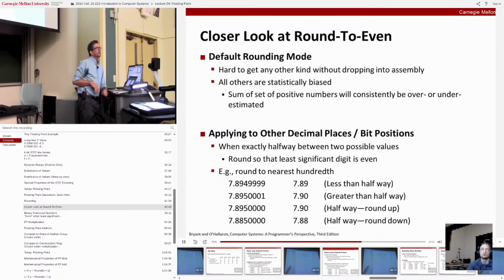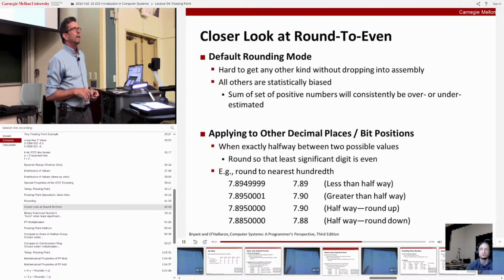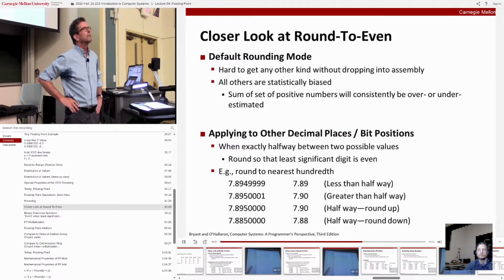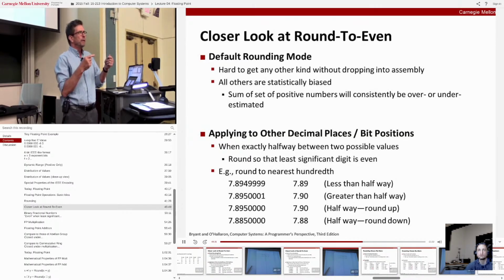Question back here, yes? I have a question going back to the slide, not exactly this. Is it true that everything that has the same exp field will be equivalently spaced? Is that how it works? Yes, so the question was if numbers that have the same exp field will be equally spaced on the number line. And the answer is yes.